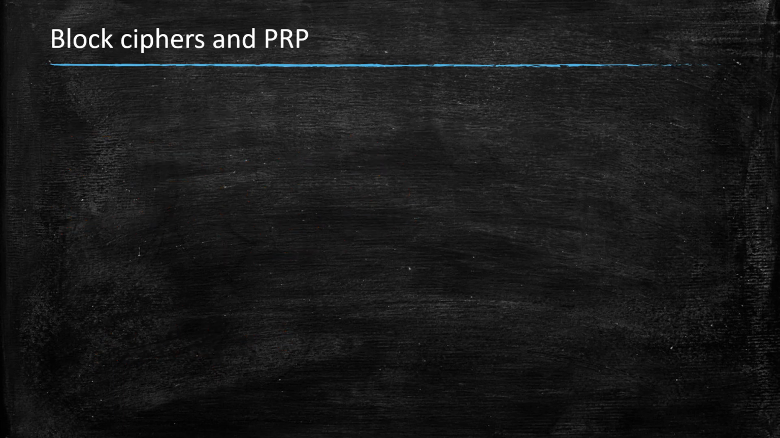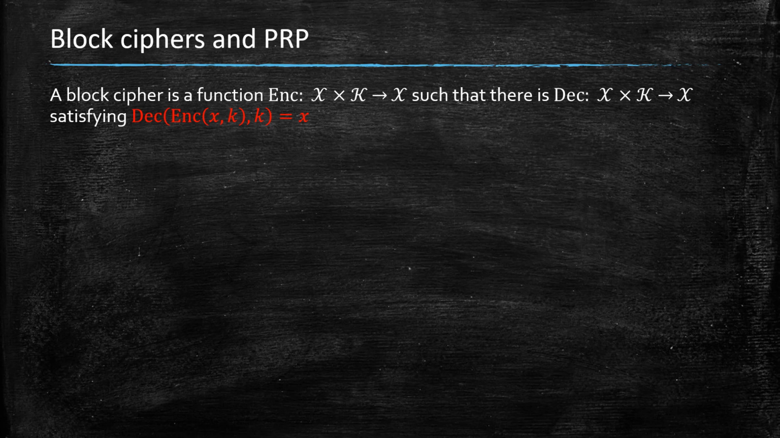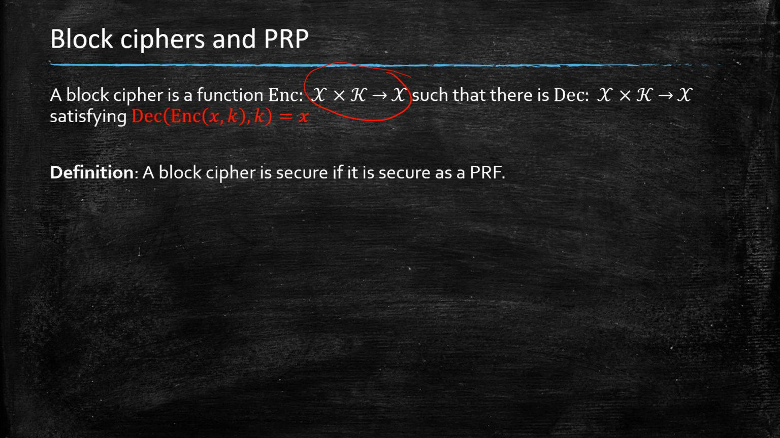Now here's the thing. Block ciphers are functions from X times K to X, such that there is a decryption function. So they're essentially pseudo-random permutations, but we want them to be secure as PRFs. So secure, indistinguishable, not just among the permutations, but also among all the functions.